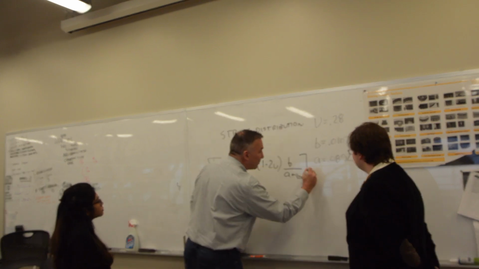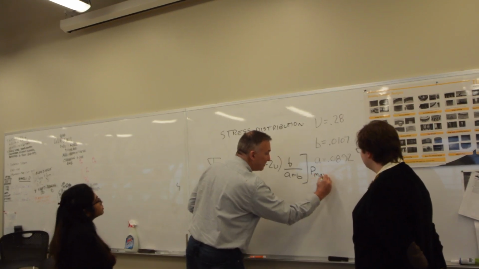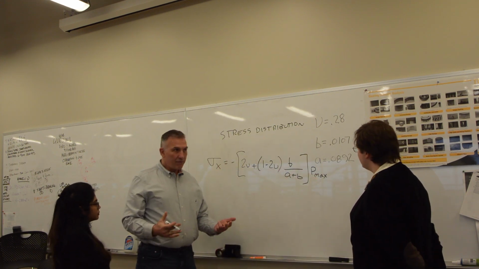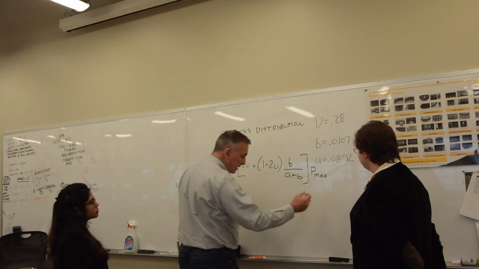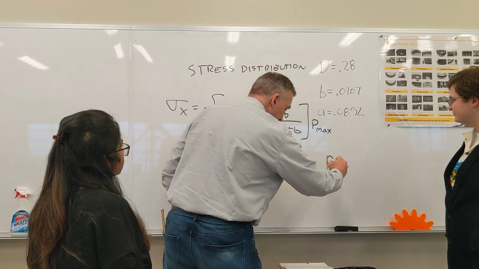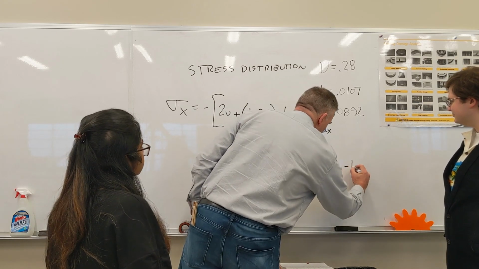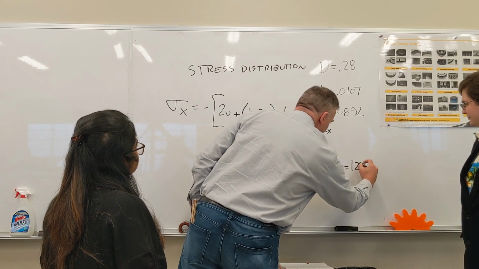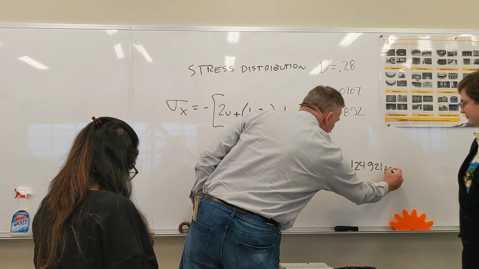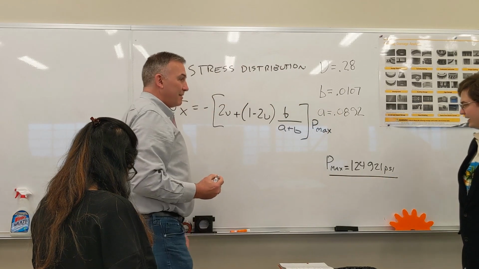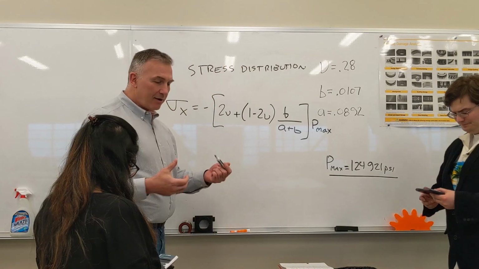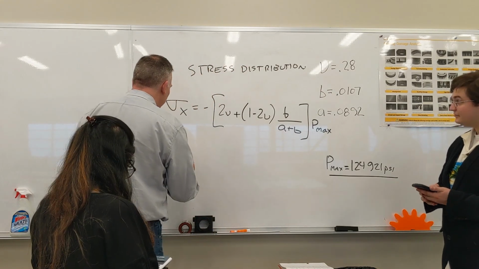And then we're multiplying the maximum pressure, okay? So what's the maximum pressure? All right, so P max is equal to 124,921 PSI. Okay. And then we've got to solve for sigma x. Just plug all this back into here. So go ahead. What is this equal to?